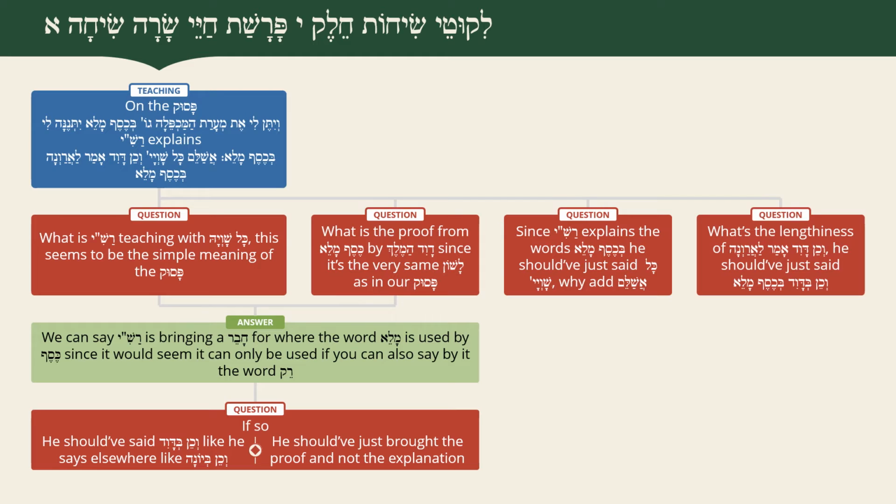And the fourth question is, what's the arichus? What's the lengthiness of Rashi writing "V'chein David Amar la'aravna bekesef molei"? Why does Rashi add the words over here "Amar la'aravna"? He should have just said, as he does in a number of places, "V'chein b'David," and so too by David, we find that it's written bekesef molei.